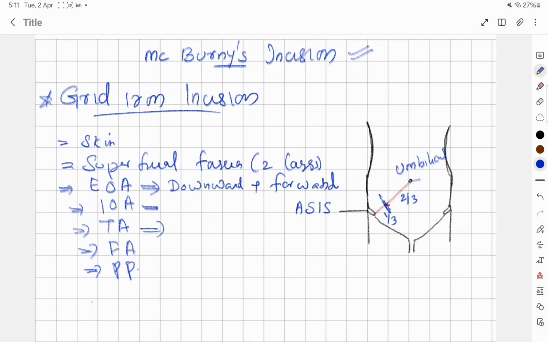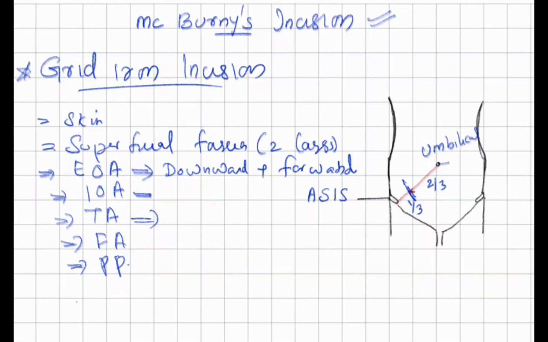After appendicectomy, each layer of the abdominal wall has to be sutured individually. This procedure is also known as gridiron muscle cutting.